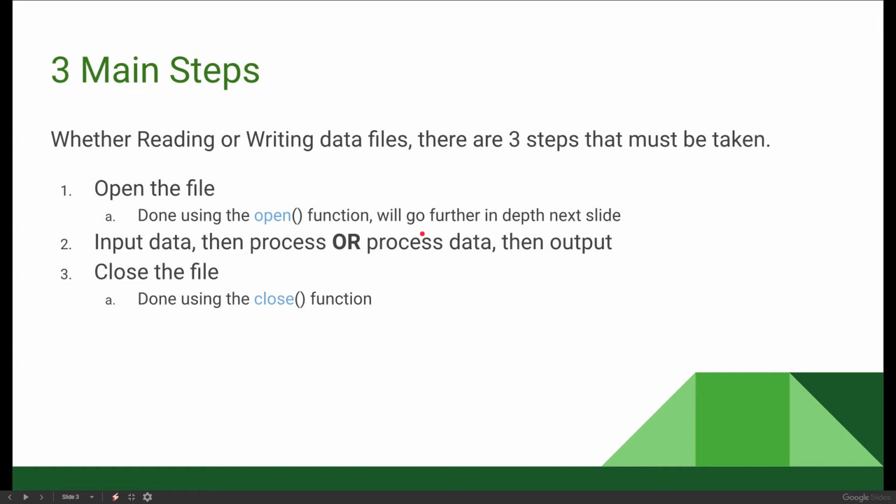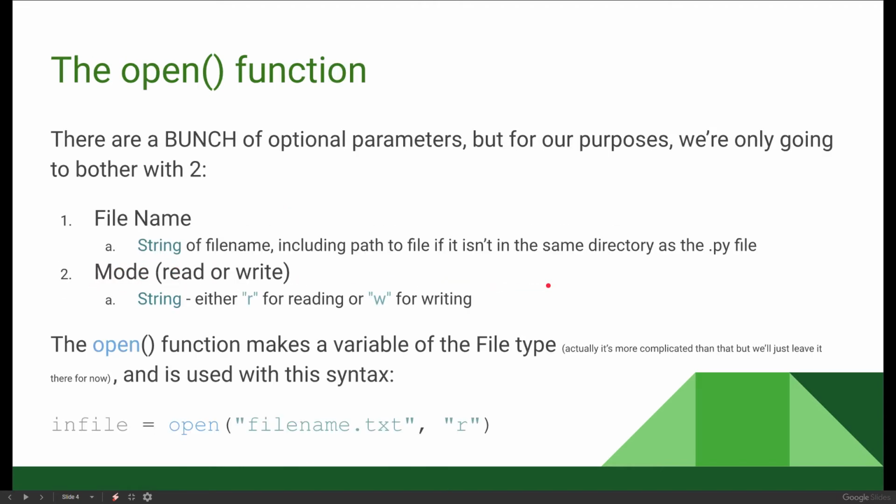There are three primary steps to reading and writing a file. Number one, we have to open the file. Number two, we have to either grab data out of the file and then process it, or process our data somehow and then output it into the file. So either read the data or write the data. And number three, we need to close the file. So let's look at each of those steps.